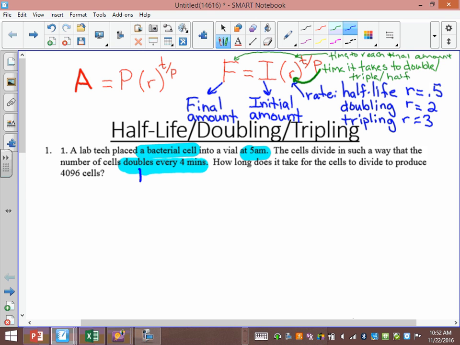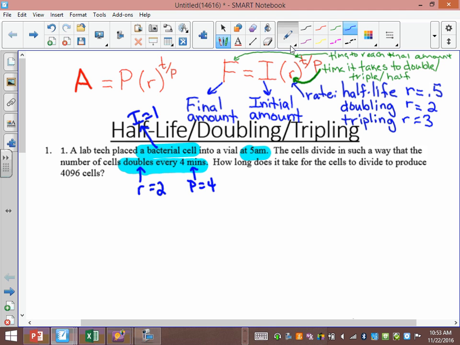Okay? So doubling means our R is what? What's our R? 2. Every 4 minutes means our P is 4. Now I know my T is going to also be in minutes, or it has to be, right? Because they have to be in the same units. A bacterial cell is what? What is I? Yeah. I is 1. 5 a.m. is a good number. 5 a.m. we're really only going to use if when we find time, we could add the time to the 5 a.m. and tell you what time it happened, like 7 a.m. or 8, right? Okay, so that's all the information before the question happens.